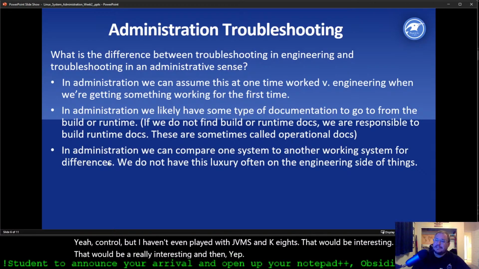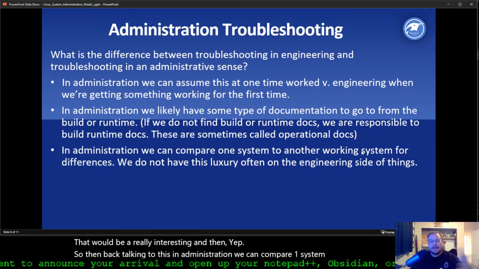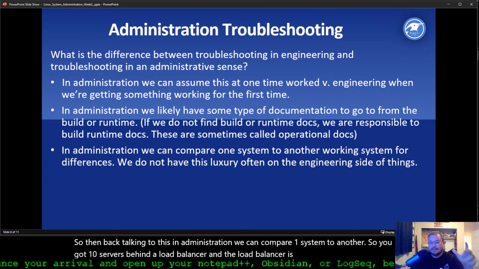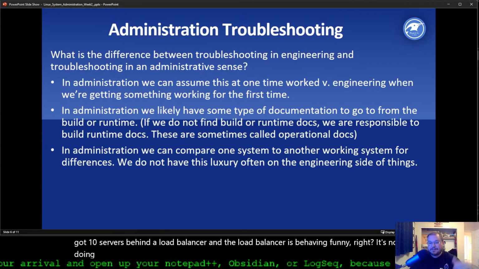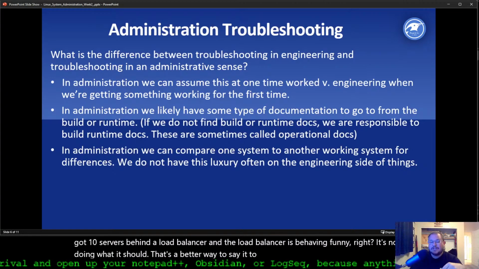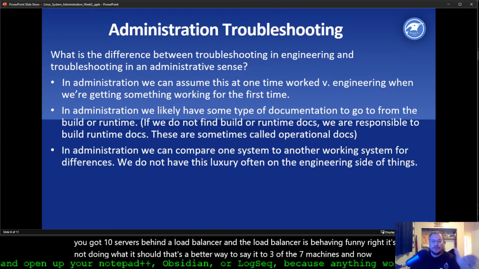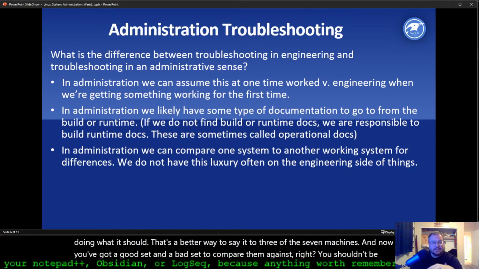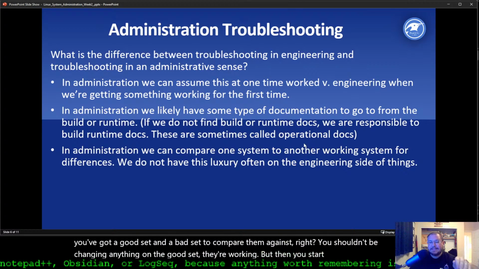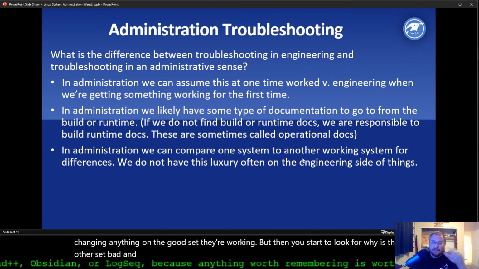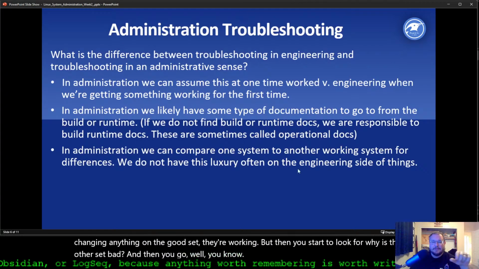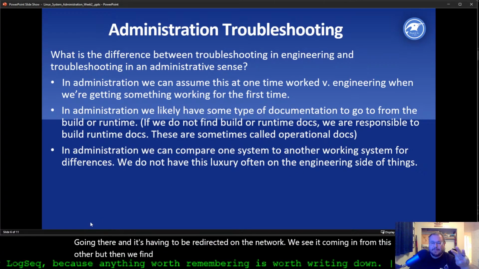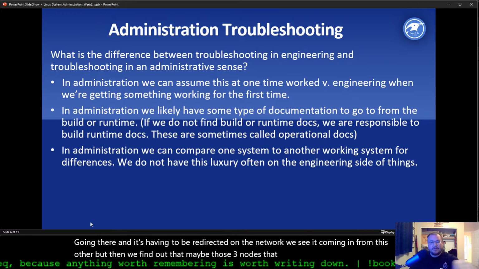So then back to this, in administration, we can compare one system to another. Say you've got 10 servers behind a load balancer, and the load balancer is behaving funny. It's not doing what it should for 3 of the 7 machines. Now you've got a good set and a bad set to compare. You shouldn't be changing anything on the good set. They're working. But then you start to look for why that other set is bad. Traffic's going there and having to be redirected on the network. We find out that maybe those 3 nodes just look like every other virtual machine we have.